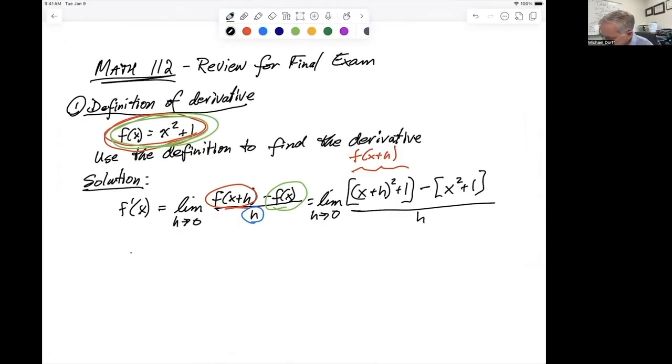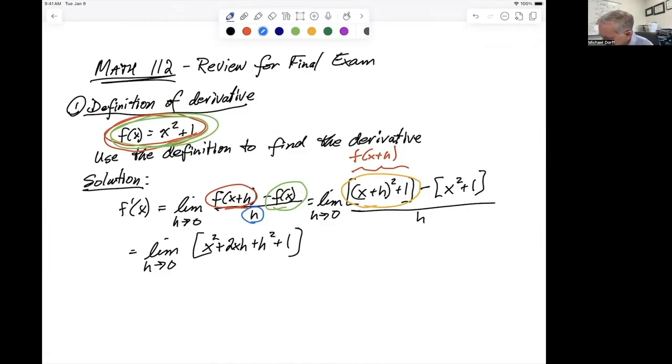All right, now I'm going to have to simplify a little bit. Notice as I'm doing this, I'm always writing down my limit. I can't just stop writing down the limit. I need to include that. So I have the limit as h goes to 0 still. And now I'm going to simplify what is in this part here. So what is that going to be? That's going to be x squared plus 2xh plus h squared plus 1.